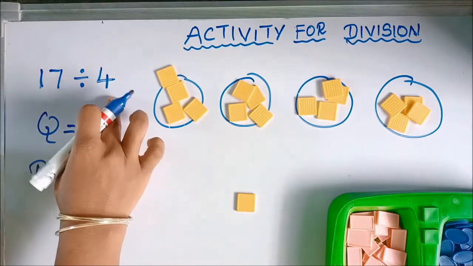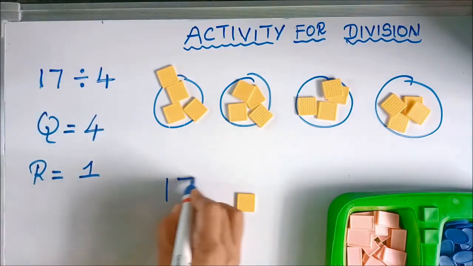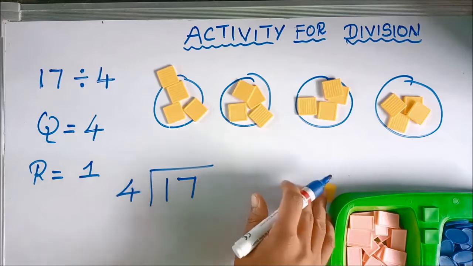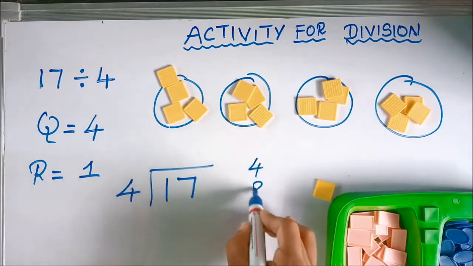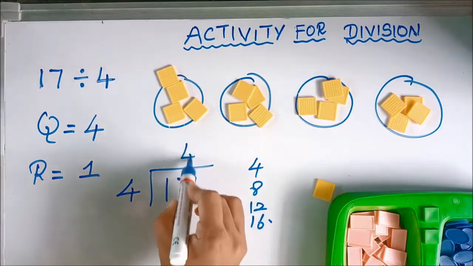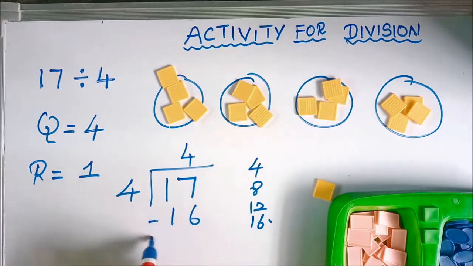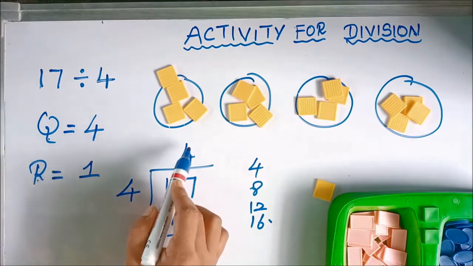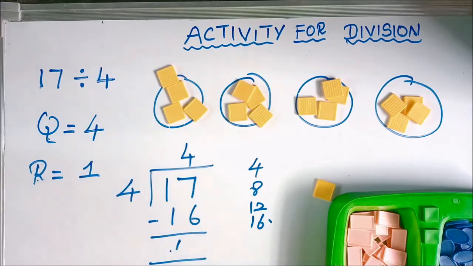Let us check whether the sum is correct or not by actual division. So divide 17 by 4. 1 4 is 4, 2 4s are 8, 3 4s are 12, 4 4s are 16. So 4 4s are 16. Let us subtract, we get the remainder 1. Thus we get the remainder 1 and quotient 4. Do you understand, children?